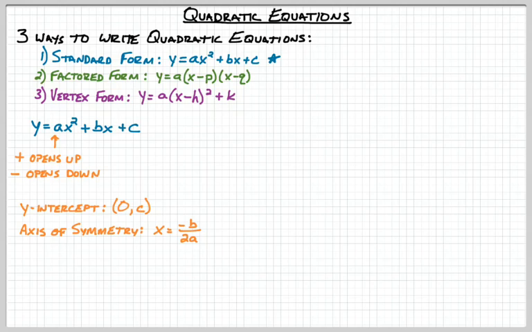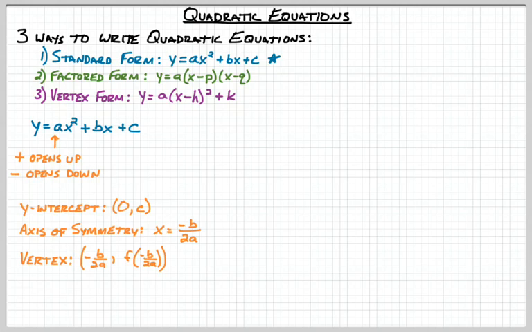And anytime you have the axis of symmetry, you can also find the vertex. The vertex is simply plugging the axis of symmetry, the x value, back into the equation of your standard form and calculating what the y value is. So we write it as f of negative b over 2a. The x value of the vertex is the axis of symmetry, x equals negative b over 2a. The y value is when you plug that back into your equation.